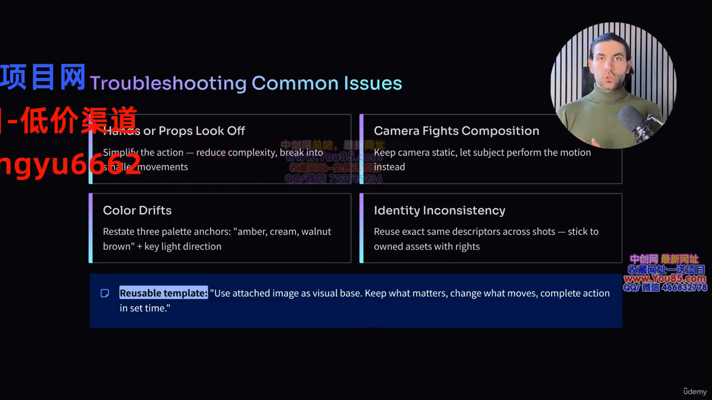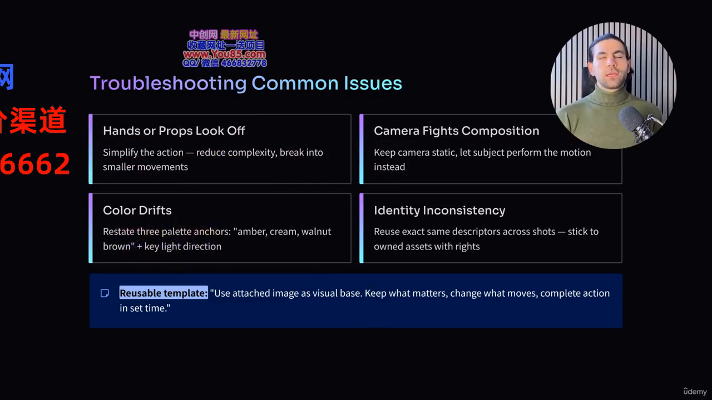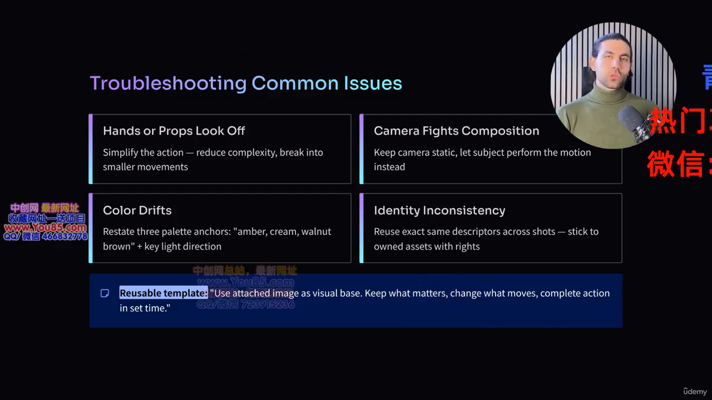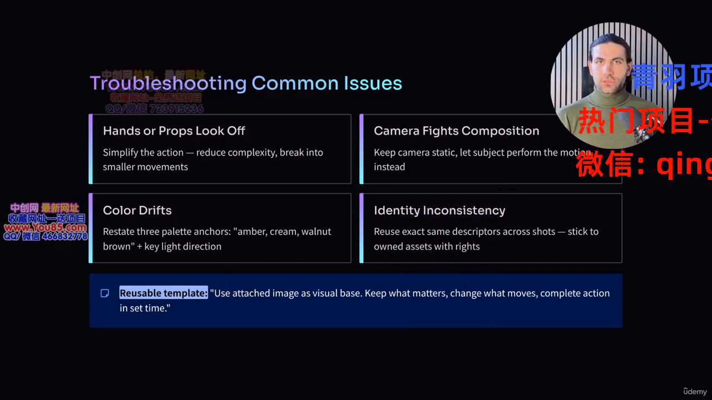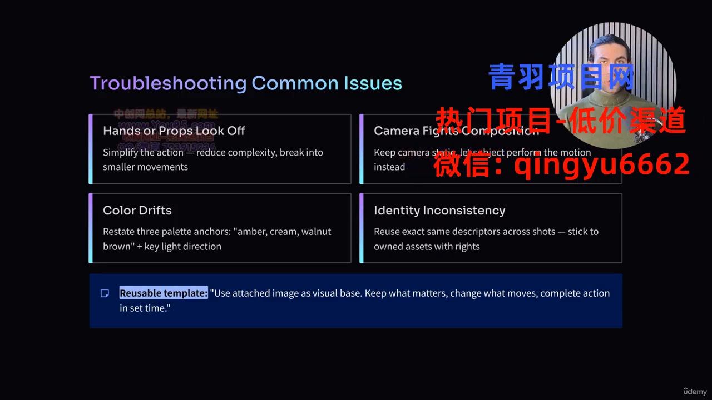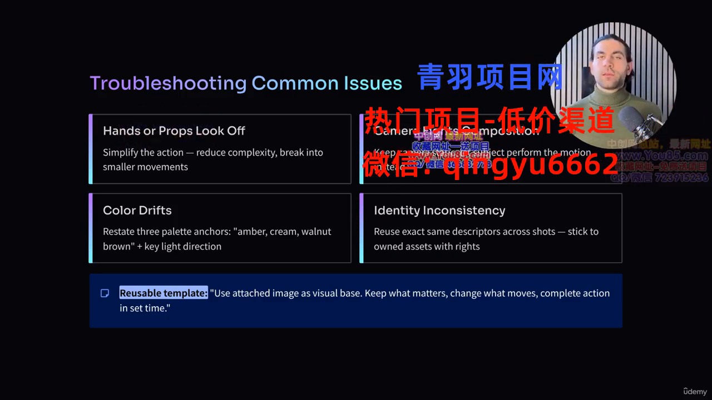If you want a reusable line when working with image references, say it like this in one breath. Use the attached image as the visual base. Keep what matters, change what moves, and complete the action in a set amount of time. That single line keeps the look locked, while still giving you space to direct the moment.